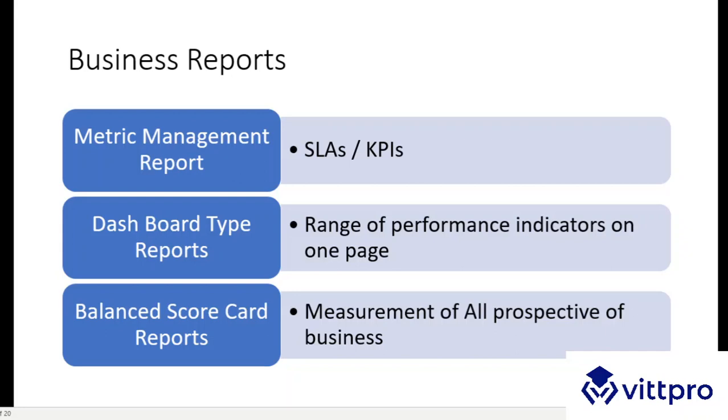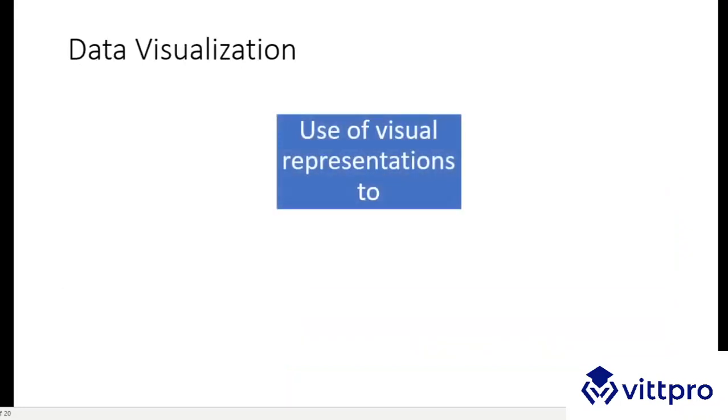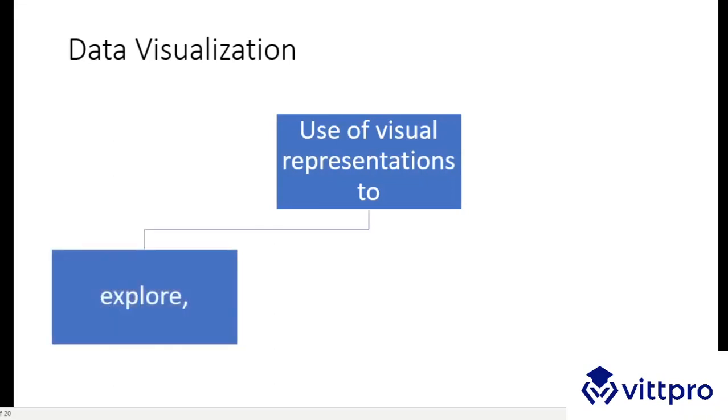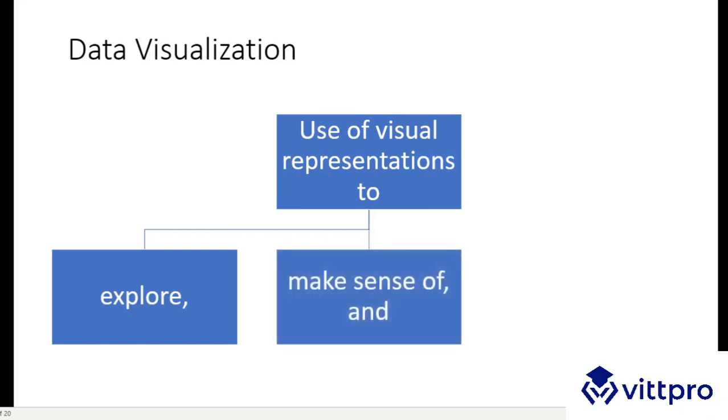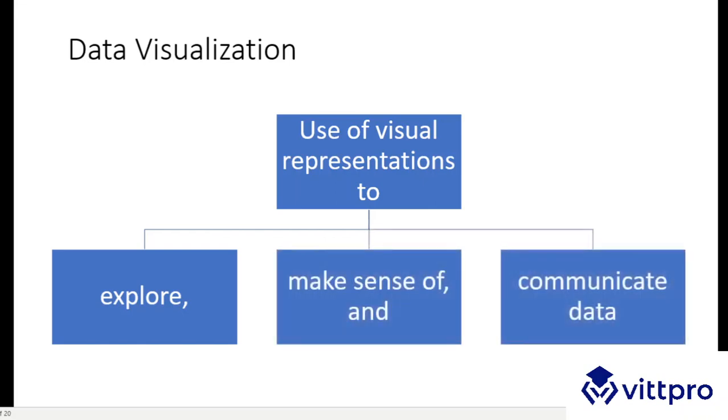Okay. So these are the three, four types of business reports. So now let's see data visualization. Data visualization basically is the use of visual representations to either explore the data, meaning we are going to get more understanding, or just to make sense of the data, and also to communicate the data. Because if you are making hefty tables or giving them the data itself, they will not understand and they will not be able to do anything with it.